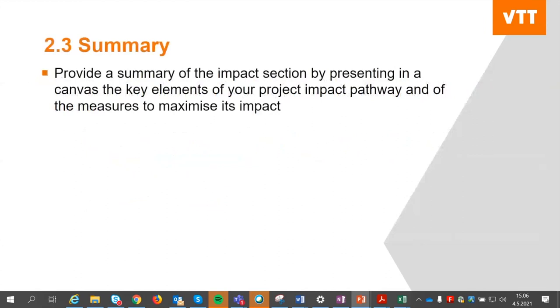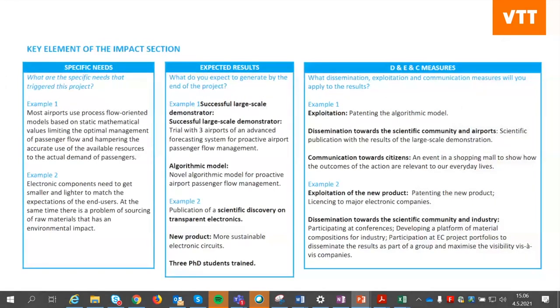Then I said that there is a summary section. So there is this 2.3 where you should provide a summary of the impact section by presenting this canvas of the key elements of your project impact pathway and the measures to maximize its impact. I personally found this very helpful. This is how this summary table looks like. There are questions that make you think about what you should answer.